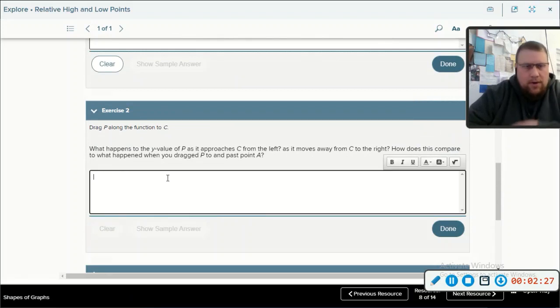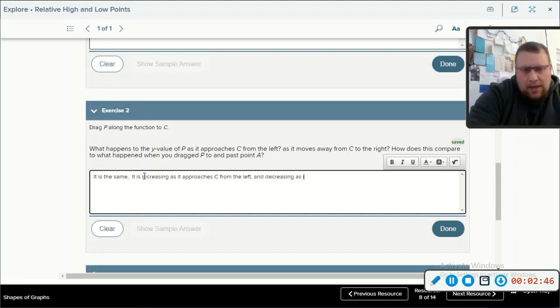So it is the same. It is increasing as it approaches C from the left, and decreasing as it moves away from C to the right. Yeah, there we go.